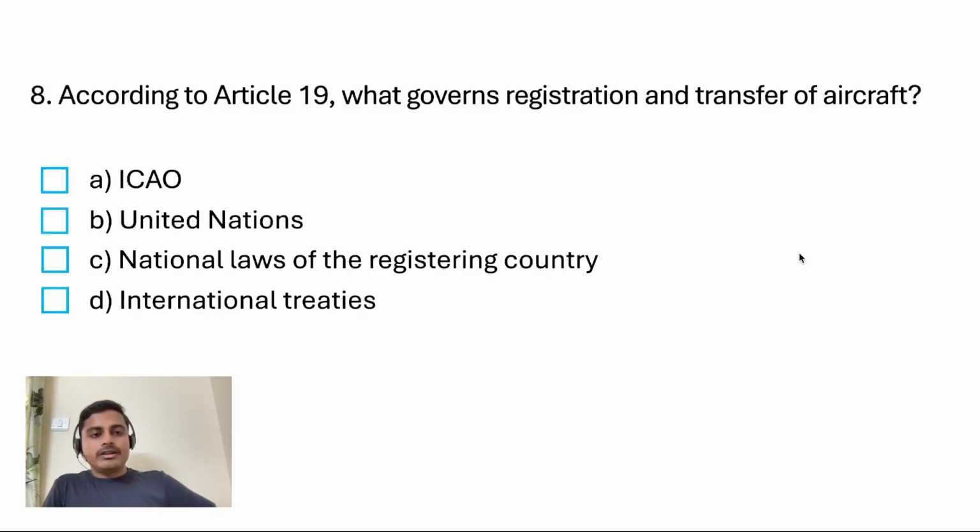For example, in India, DGCA handles the registration and deregistration of an aircraft, and these are reported to ICAO, but the processing itself happens at the national level.